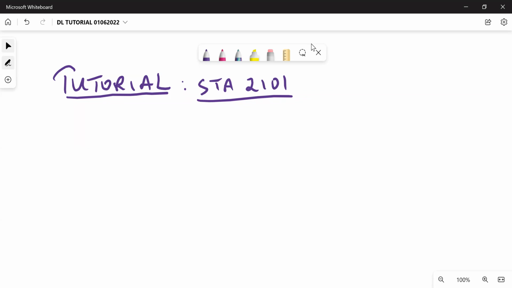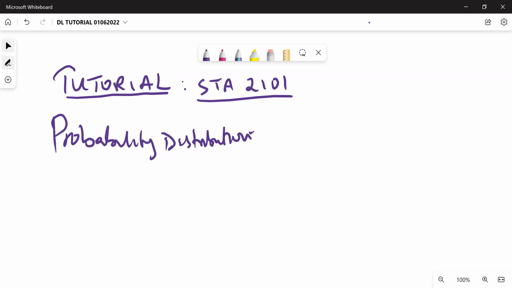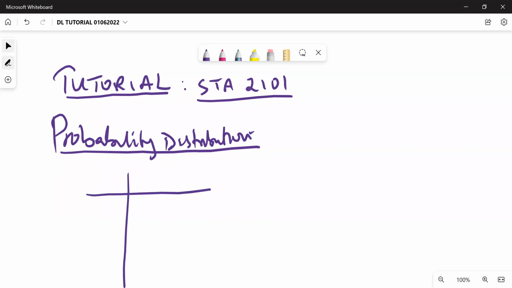Okay, so the first thing that we are talking about here is the concept of probability distribution. And the question is, what is a probability distribution? And you realize that the concept of a probability distribution is quite similar to the concept of a frequency distribution that you learned in Business Statistics 1. If I may remind you, an example of a frequency distribution is a table like this.